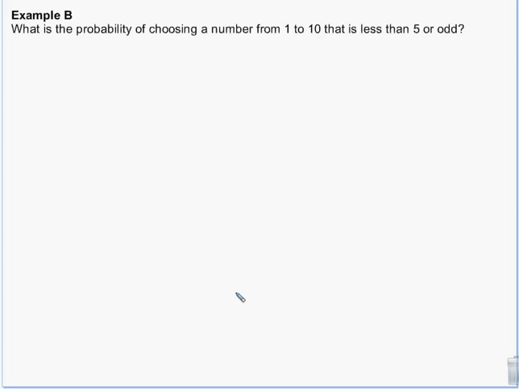What is the probability of choosing a number from 1 to 10 that is less than 5 or odd? Okay, so if we look at less than 5, we have 1, 2, 3, 4. If we're looking at odds, we have 1, 3, 5, 7, 9.